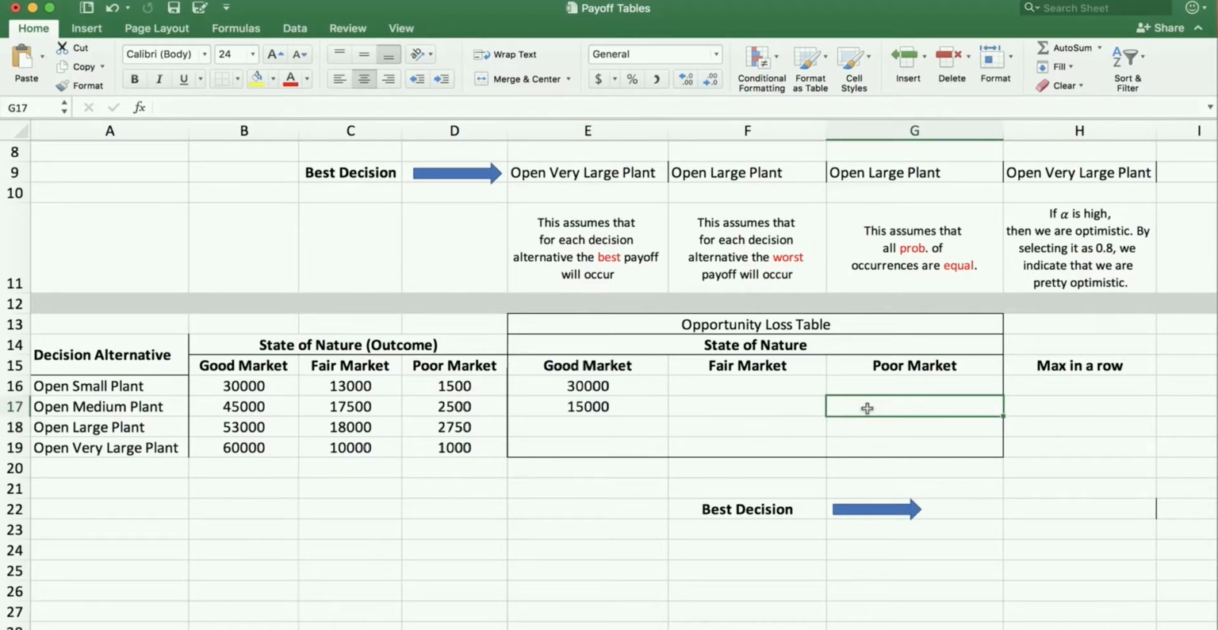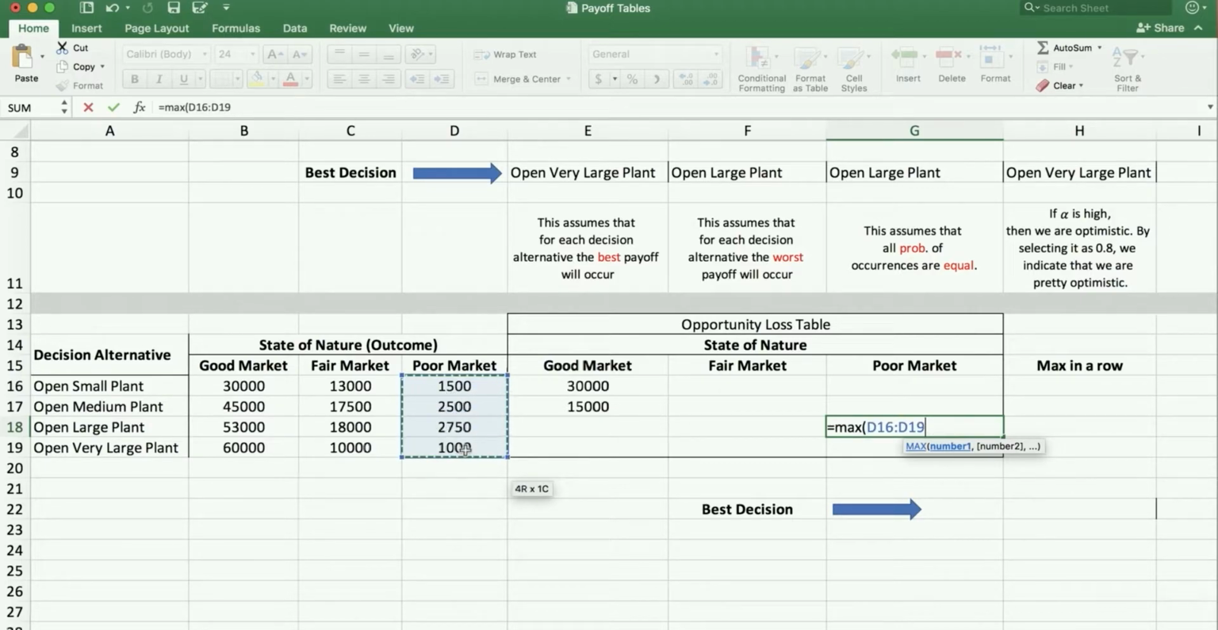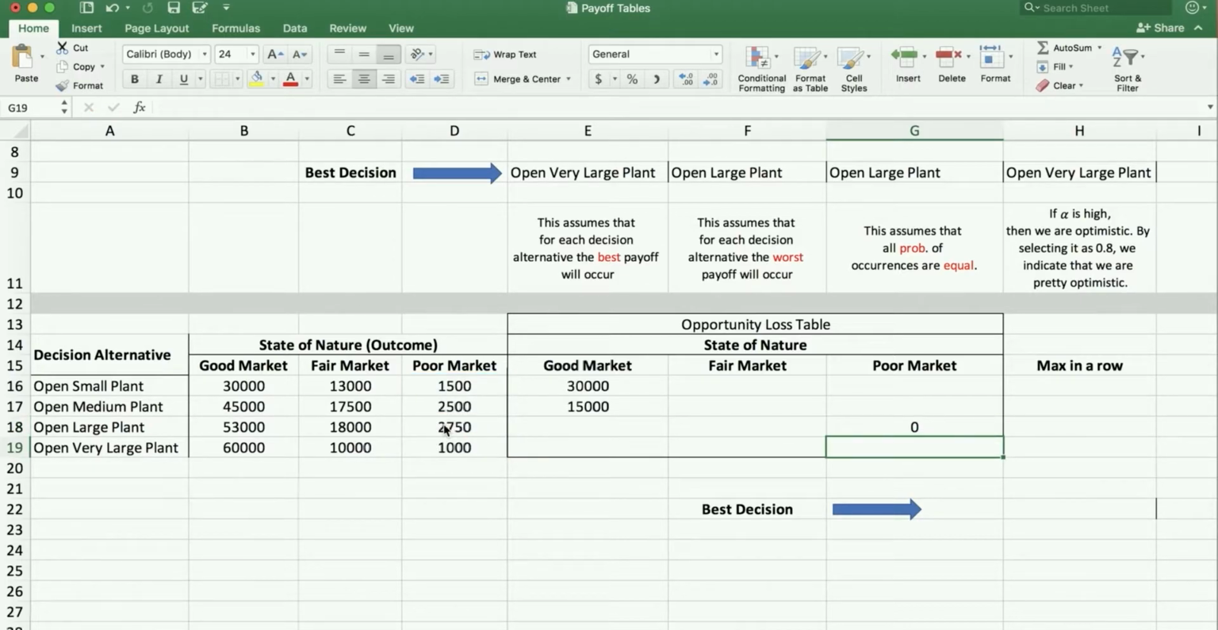Let's say we do it for the poor market and the third decision. We are going to take the max of all these payoff values for the poor market minus the payoff for the third decision alternative, and that regret amount is 0, because if you look at the poor market column, we can see that the maximum payoff is 2750, and the payoff from opening a large plant is 2750. Therefore, this is my best decision under this outcome. So my opportunity loss or regret is 0, because I already selected the best possible decision for this state of nature.